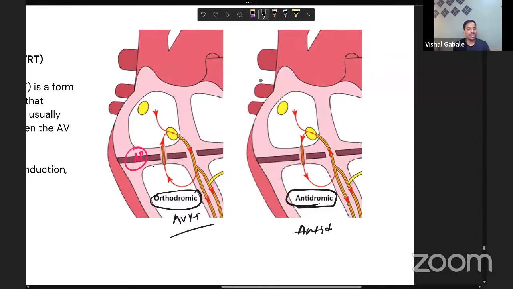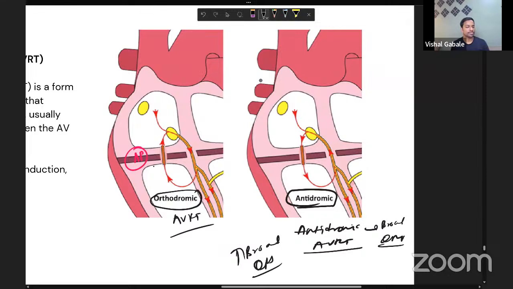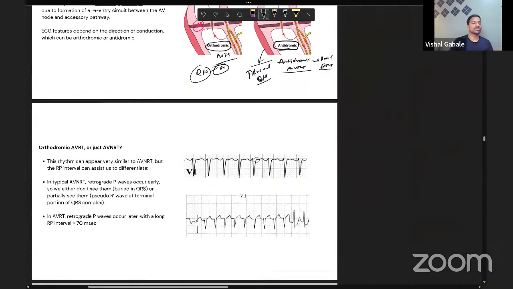Got it? Antidromic AVRT necessarily has a broad QRS complex, right? Why? Because the signals are definitely not passing through the AV node. Therefore, they have a broad QRS complex. Whereas here, the QRS can be narrow. Got it? Any doubt? Any doubt till now in AVRT, AVNRT?